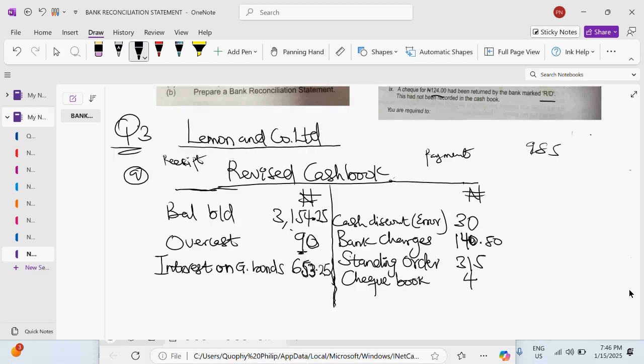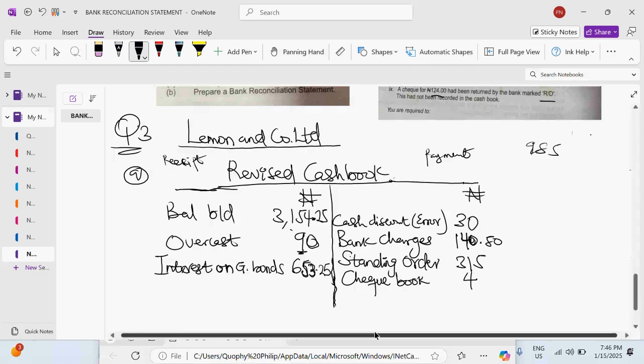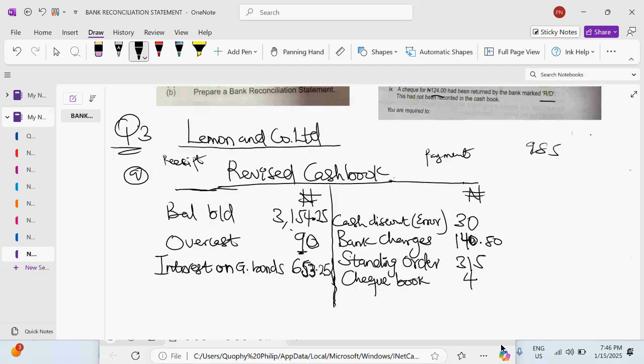Hey, no one is helping us. Where would the dishonored check go? The last time we did, where did we write the dishonored check? Last time when I gave you the format for the cash book, where did I write the dishonored check?